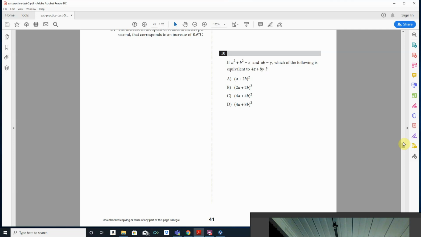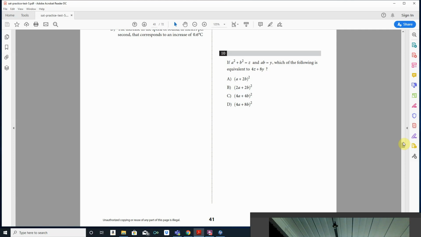So which the hell is equal to 4? That doesn't make sense. Okay, so then we end up with 4a squared plus that doesn't make sense, dude.